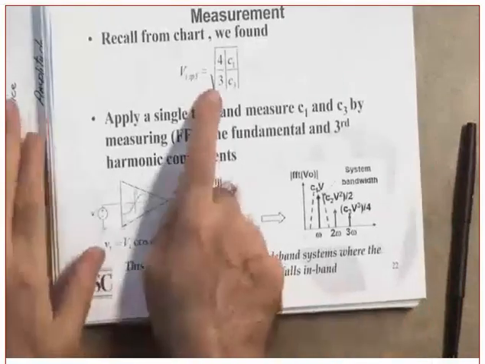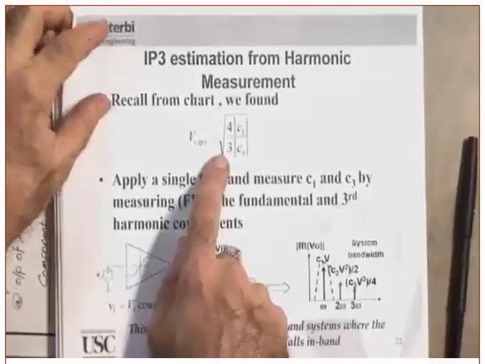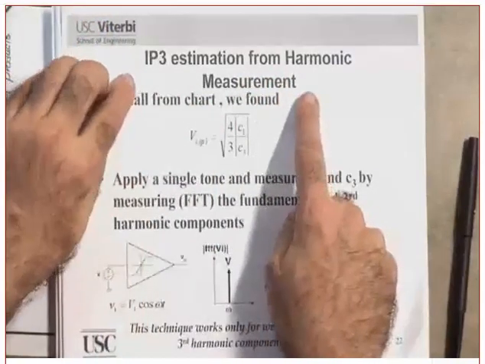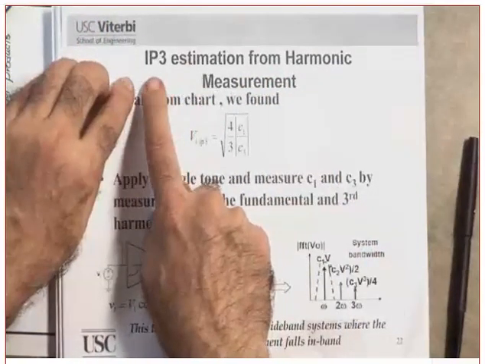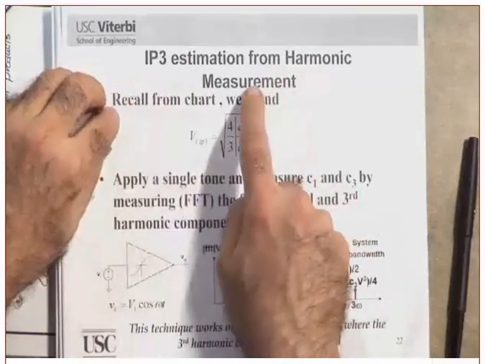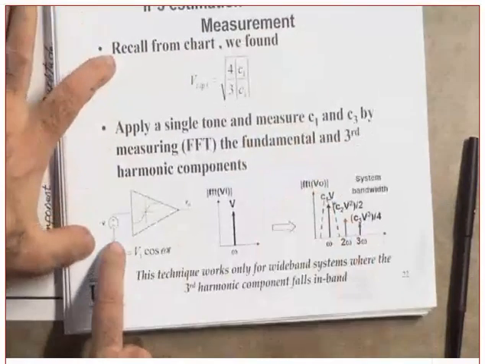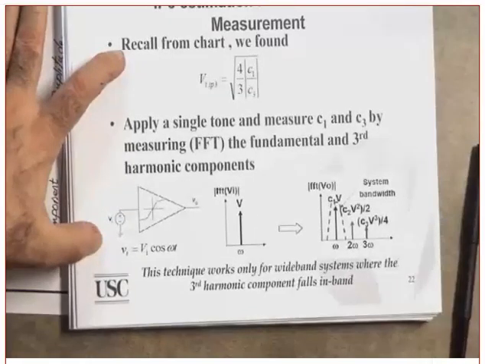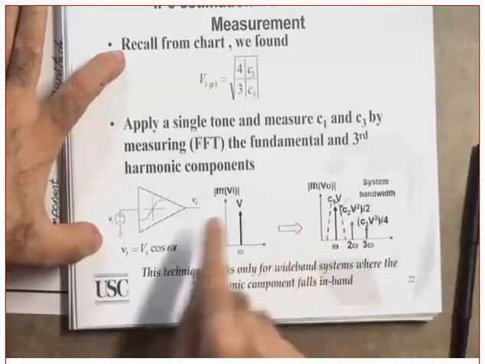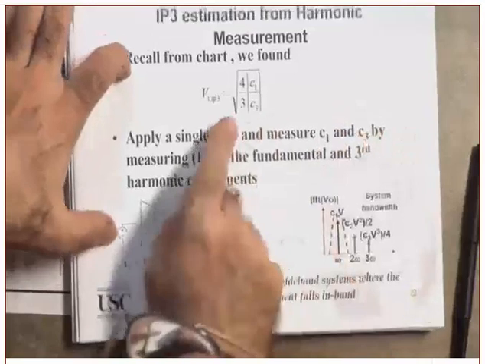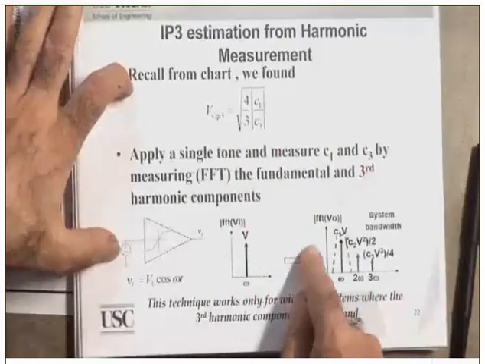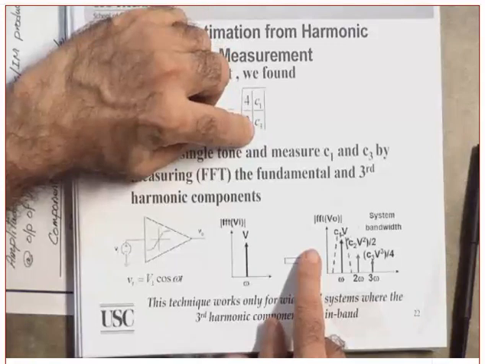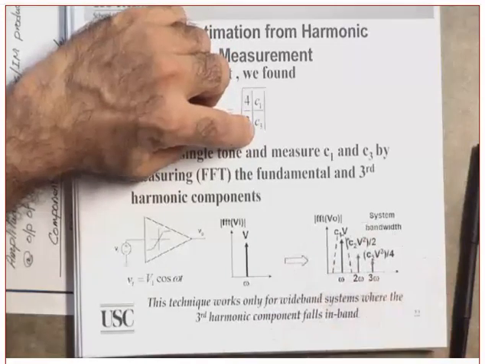Now, this is the equation that I just showed you. This is another way of estimating it from the harmonic measurement. Can you explain this one to me? How do we estimate IP3, IIP3 from the harmonic measurement? I am applying a single waveform, in this case, not 2 waveforms, and I'm calculating the harmonics. From the harmonics, what are you estimating? The C1 and the C3. Yes or no? Cannot hear you.